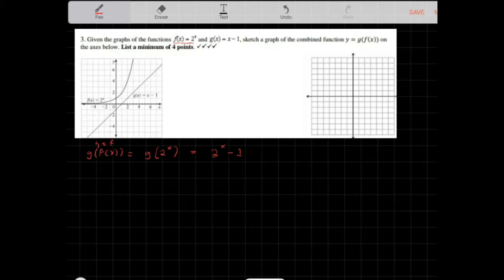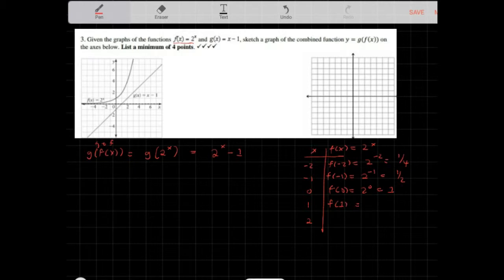right? So I'm going to just create a table to represent that, our parent function. So this is x, this is f of x is equal to 2x. And I'm just going to plot some points. So this is -2, -1, 0, 1, and 2. So f of -2 is basically 2 to the power -2, which is 1/4. F of -1 here is 2 to the power -1, which is 1/2. F of 0 is 2 to the power 0, which is 1. F of 1 here is 2 to the power 1, which is 2. And f of 2 here is 2 to the power 2, which is 4.